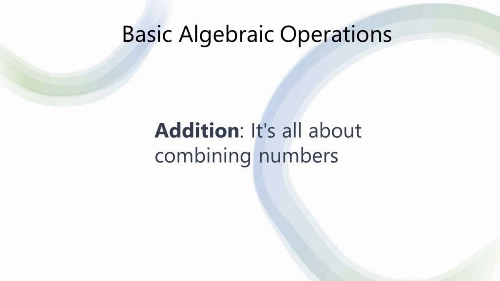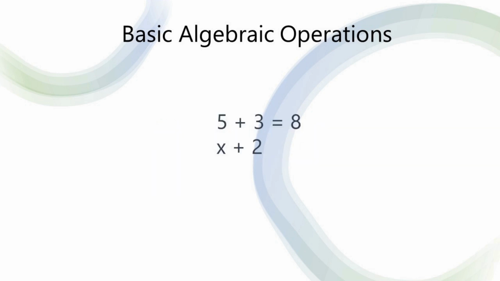This operation is all about the art of combining numbers. When we add numbers together, we're essentially seeking their sum, the result of this addition. It's a fundamental concept in mathematics. For example, consider the simple addition of 5 and 3. When we add these two numbers, we get the sum, which is 8.